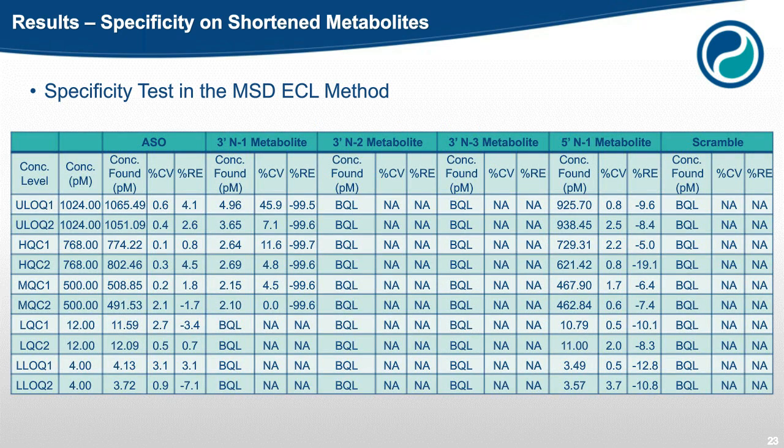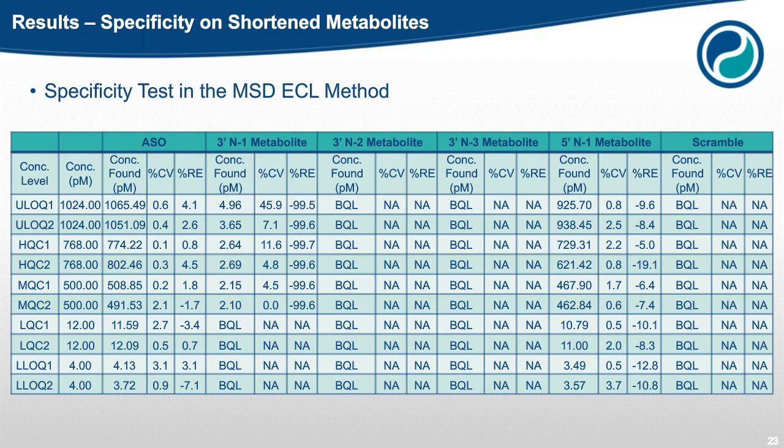These metabolites were spiked into plasma at different QC levels and measured against the analyte calibration curve. As depicted in this slide, our method didn't pick up any of the 3' shortened metabolites for all the QC levels, suggesting that it can distinguish the analyte very well from this group of metabolites.